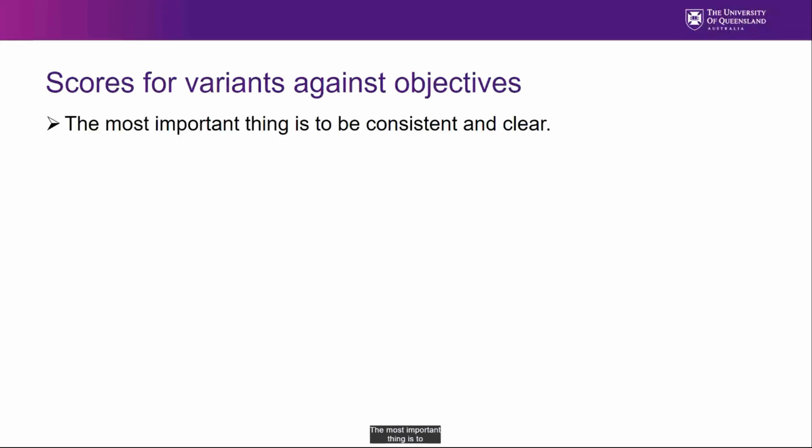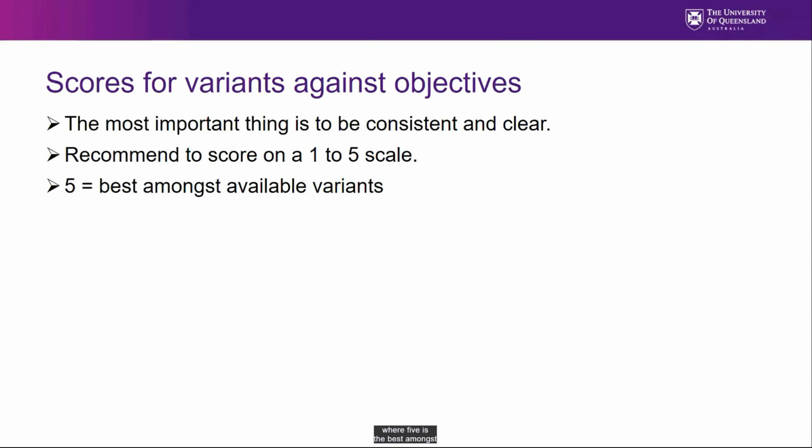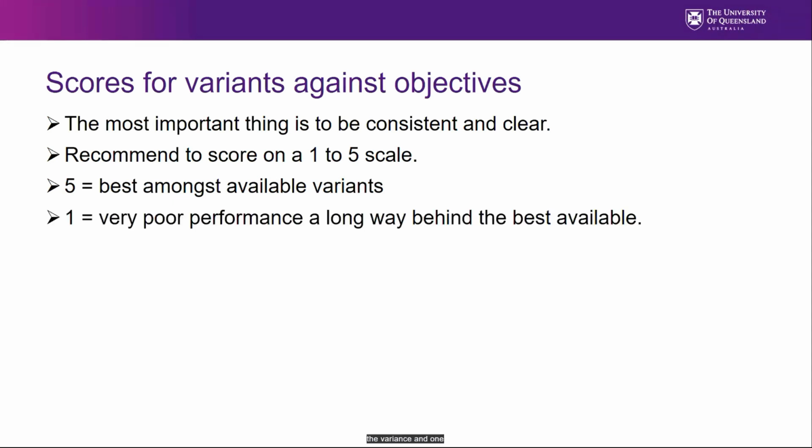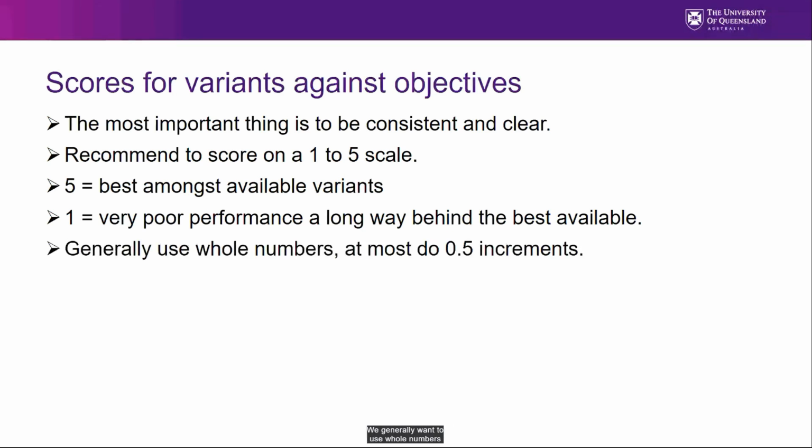The most important thing is to be consistent and clear. It is recommended you use a simple 1 to 5 scale, where 5 is the best amongst the variants and 1 is very poor performance that is a long way behind the best available. We generally want to use whole numbers so that things are clear and we don't have to spend too much time fiddling with small differences.